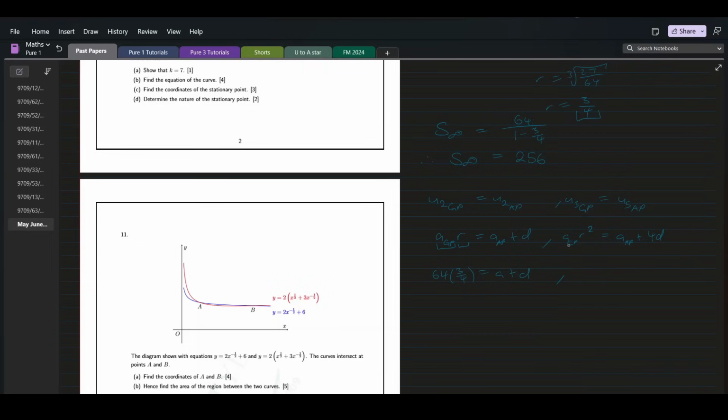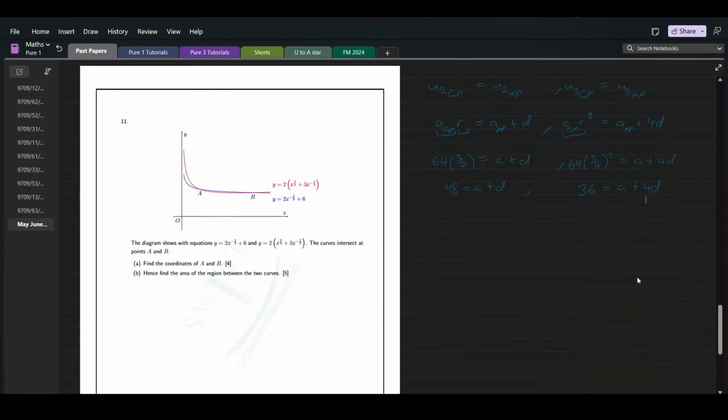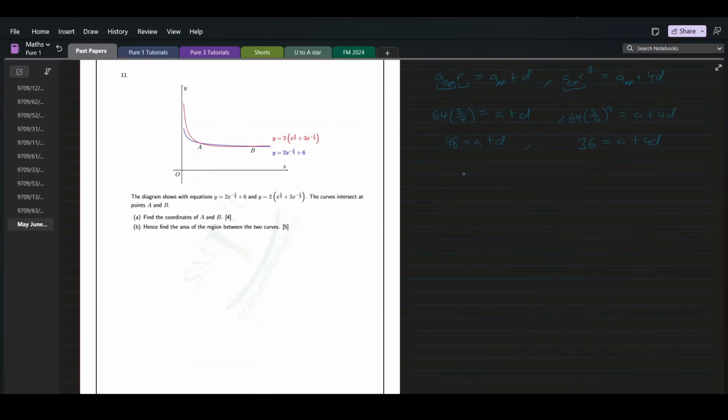And then here we've got A times R squared. So 64 times 3/4 squared is equal to A plus 4D. Okay, so let's just simplify. Let's start with 64 times 3/4, and this gives us 48. So we've got 48 is equal to A plus D. And then let's simplify 64 times 3/4 squared. That gives us 36, and this is equal to A plus 4D. Now we have two equations in terms of A and D. We can solve them simultaneously.